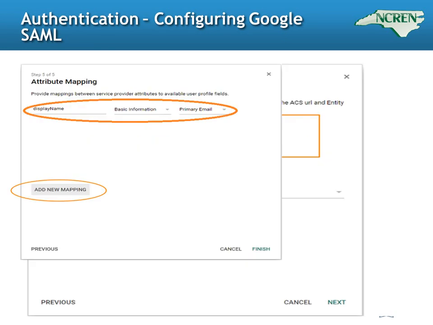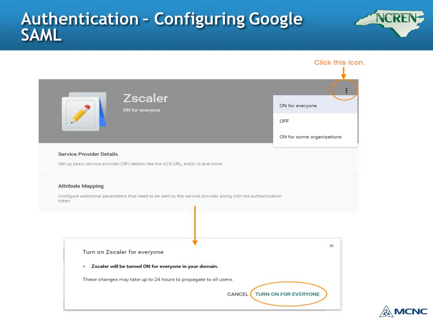Then on our attribute mapping, if you do not see any attribute mappings, you will have to add one. So we just are showing here how you have to add new mapping. It would show display name in the first column. The second column would be basic information. The third column, there's a pull down that says primary email. Okay? And we hit finish here. And at this point, we turn on SAML for everyone. Doesn't hurt anything. So we just go ahead and do that.